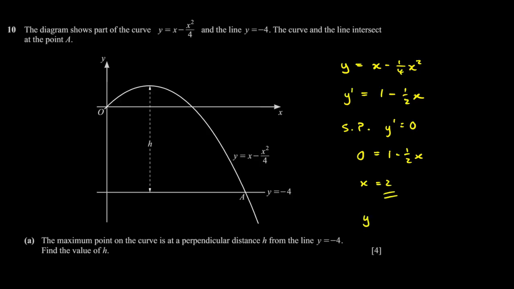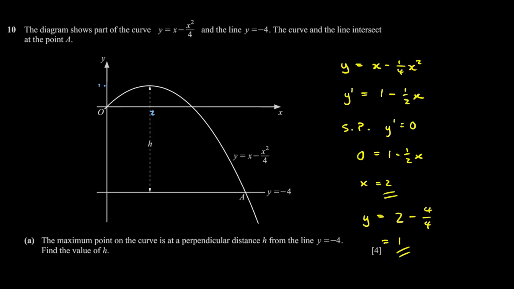So what's the y coordinate going to be? I just substitute in, right? So I get 2 minus 2 squared over 4, which is 2 minus 1, which is 1, right? So the y coordinate of this is 1. So let me just label it on, right? So the x coordinate is 2. The y coordinate there is 1.